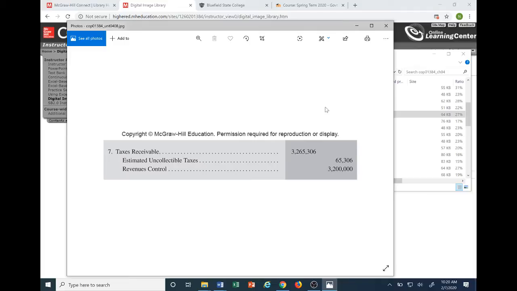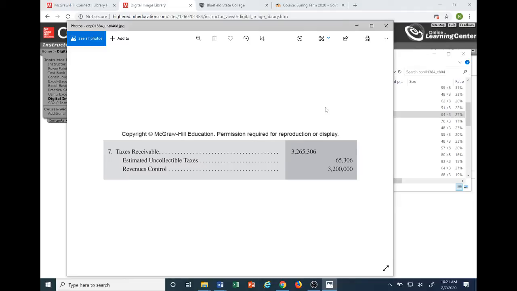Okay, we're going to record a property tax levy, right? So remember, at the beginning of the year, we're going to levy taxes. The government, once again, has the power to levy taxes. So we know property taxes are one of the biggest sources of money for governments, right?